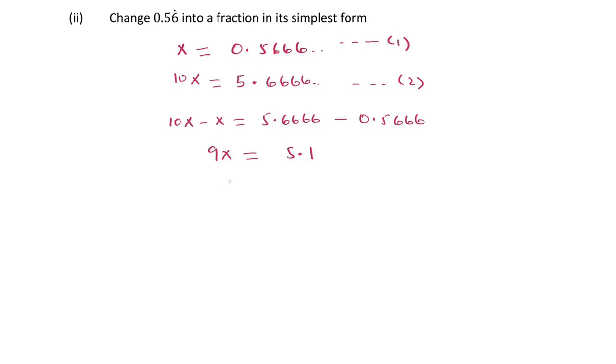Then our equation is going to be x equals 5.1 over 9. We remove the decimal here by multiplying by 10 both numerator and denominator. Then x equals 51 over 90. Next we simplify this numerator and denominator. We are going to divide by 3. Then x equals 17 over 30. And this is going to be our answer.